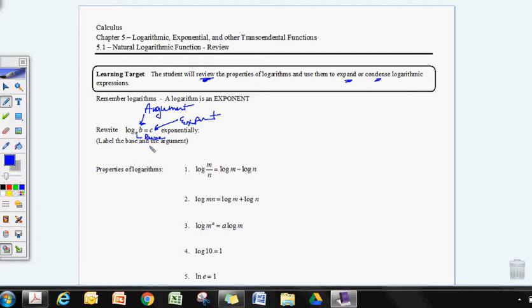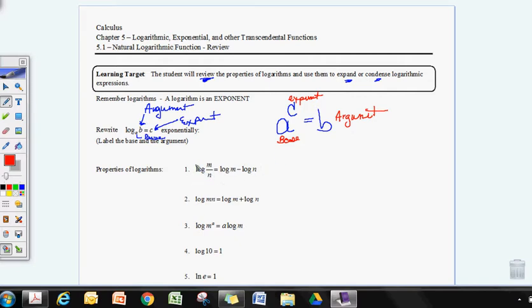It asks you to take this and rewrite it exponentially. Base is A, the exponent is C, and it equals B. And again, you better know that this is my base, this is my exponent, and finally I have my argument. Okay, so going over that.